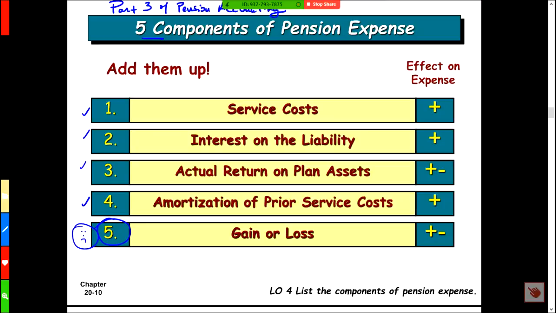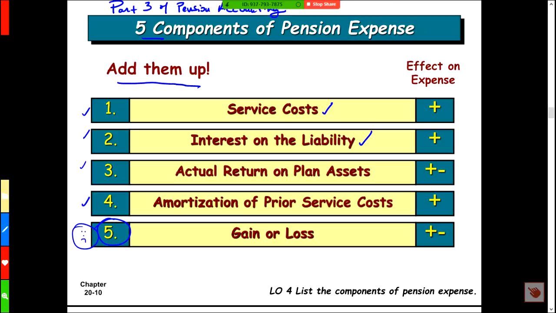We're going to do an overview here, and then we'll have a slide for each component of pension expense. But it is true, once you have them lined up, all you do is add them up. So, service cost. This is a number that comes from the actuary. You get that number and you add it. Interest on the liability also comes from the actuary. You get that number and you add it. This is a piece of cake.